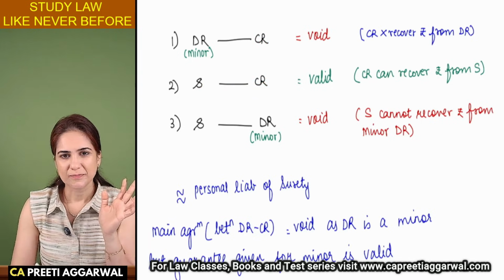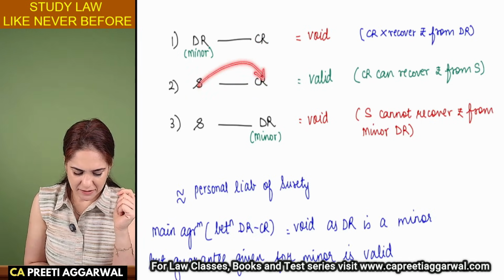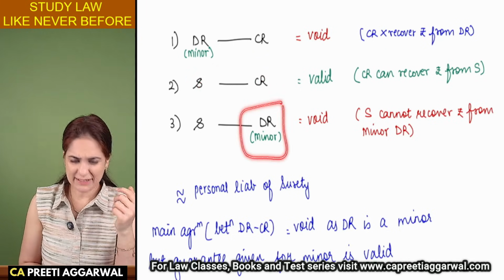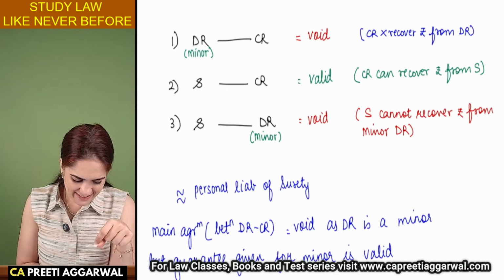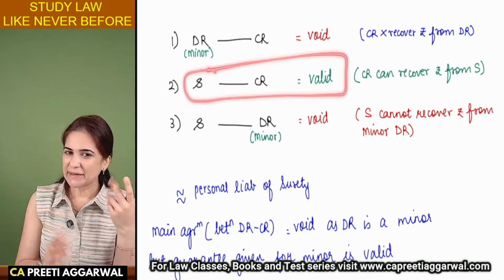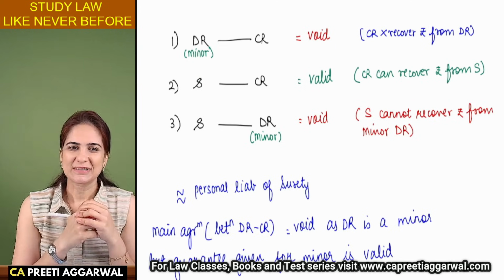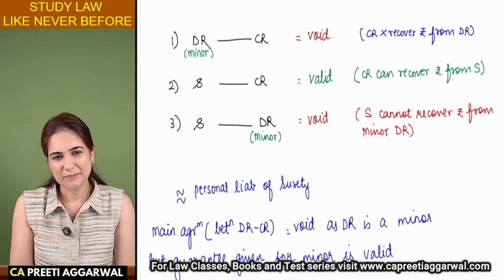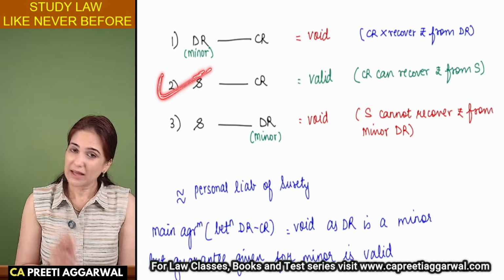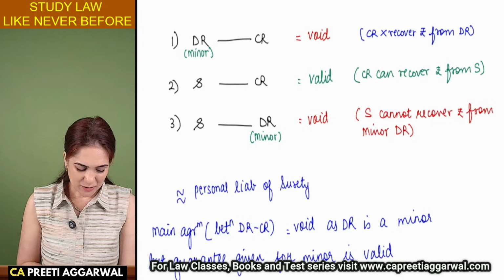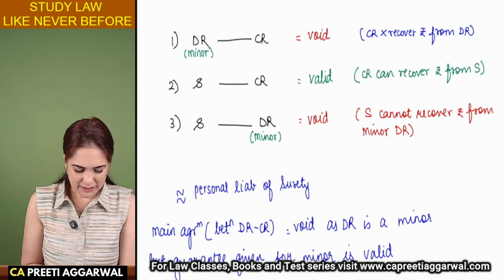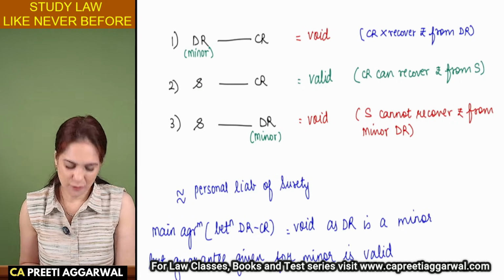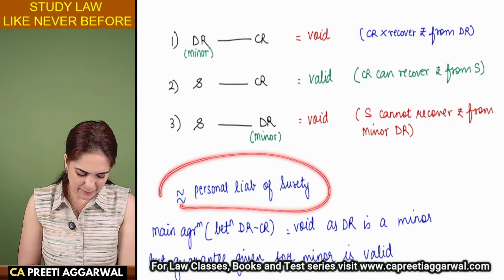Here there is no minor. So the surety will pay the creditor. After paying, surety will not be able to recover that money from the minor debtor because he is a minor. So in the end, surety will pay, but he is not entitled to recover that money from the debtor. So it is as if it is his personal liability. The guarantee given for a minor is valid. Okay, so the guarantee is valid, but the agreement between the debtor and creditor, and between the surety and the debtor, is void. So it is as if it is a personal liability of the surety.